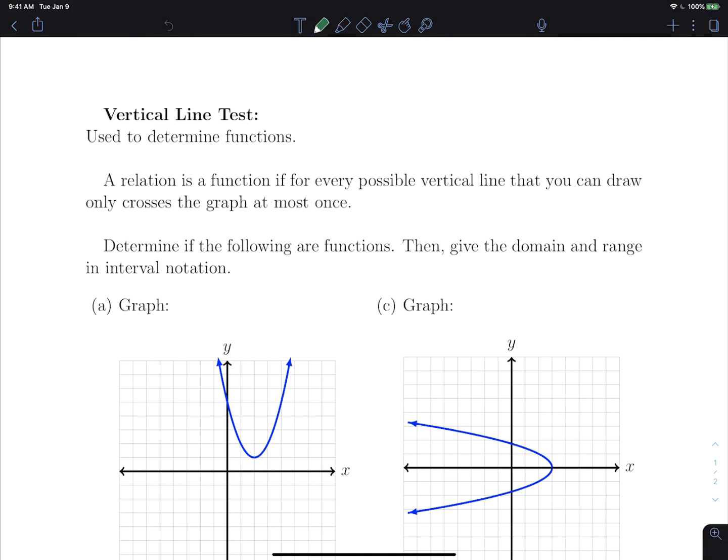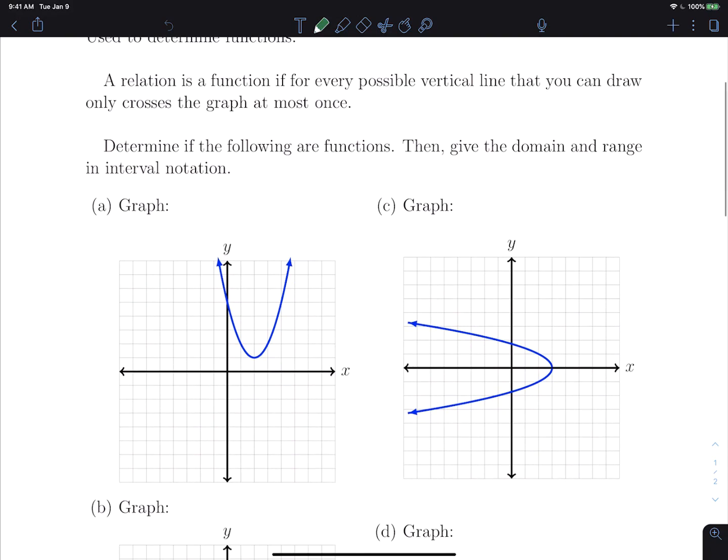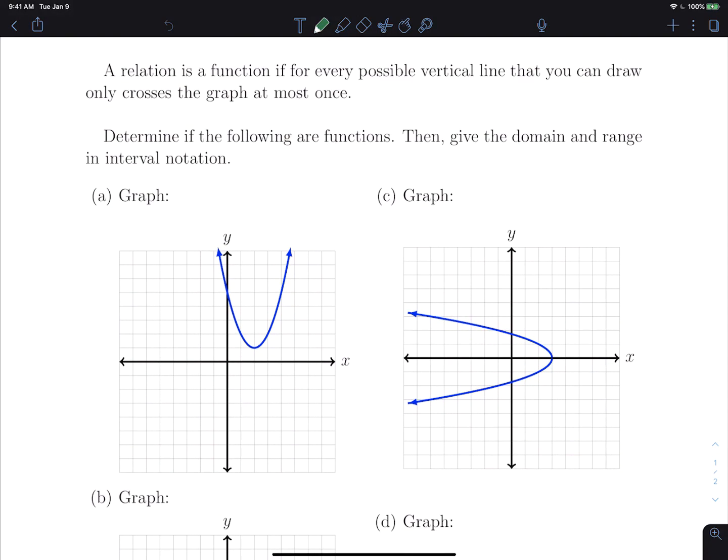Hello. In this video, we're going to start looking at the vertical line test. The vertical line test is used to determine functions when you have a graph. So a relation is a function if for every possible vertical line that you can draw, it only crosses the graph at most once. Okay.